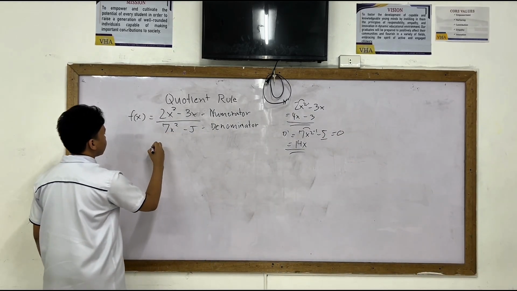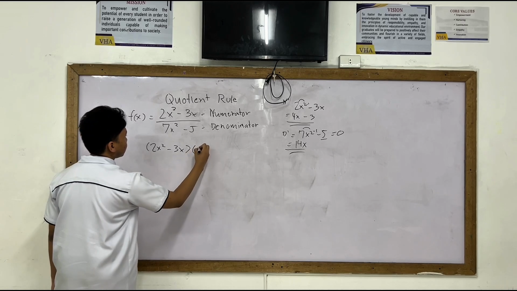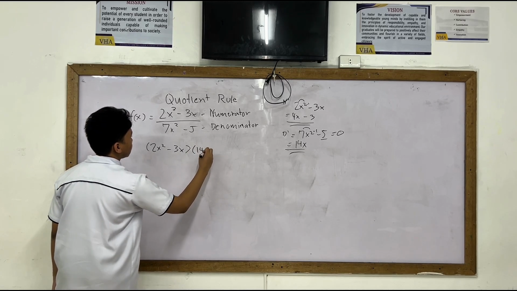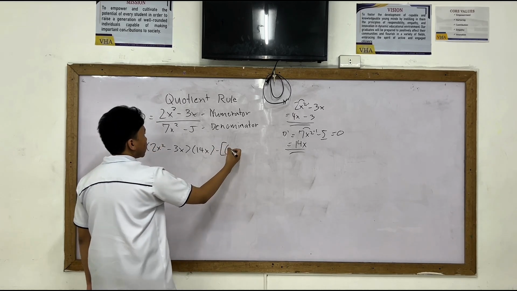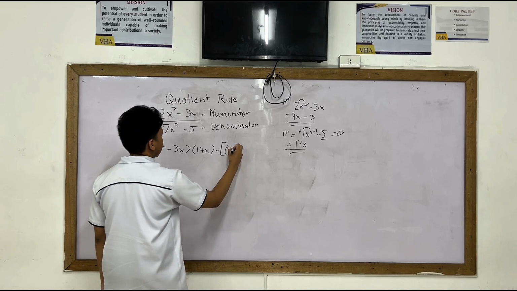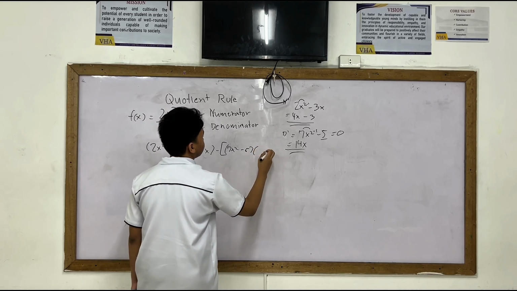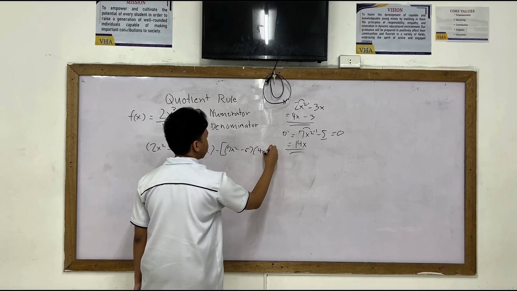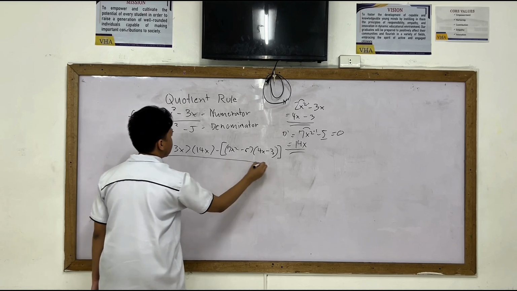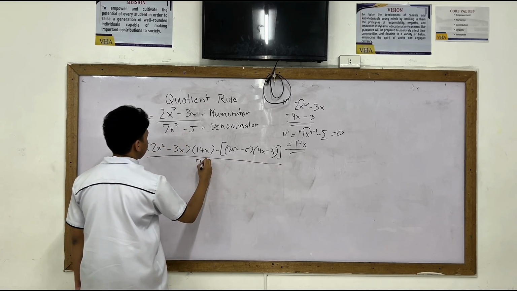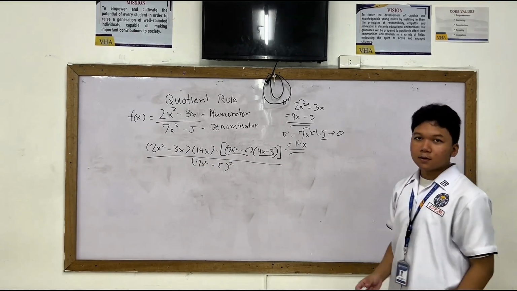We have numerator 2x² minus 3x times the derivative of our denominator, which is 14x, minus the derivative of the denominator 7x² minus 5 times the first derivative of our numerator, which is 4x minus 3, over the denominator (7x² minus 1)³. Now let's answer this.